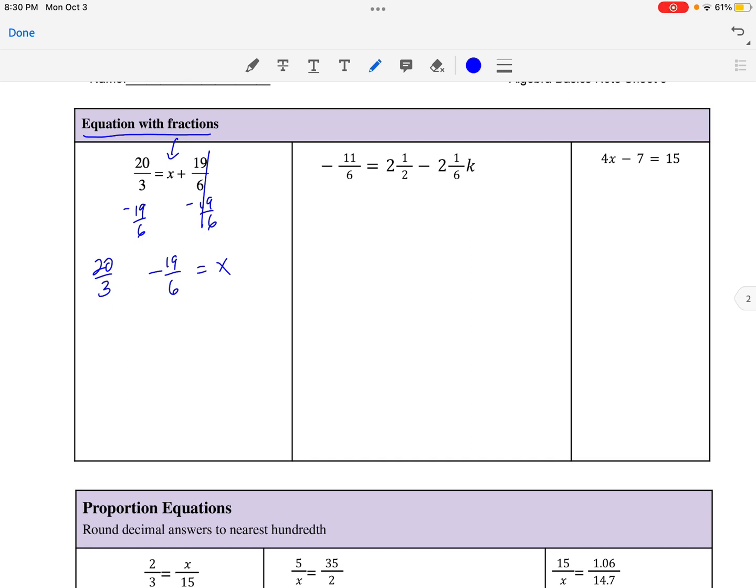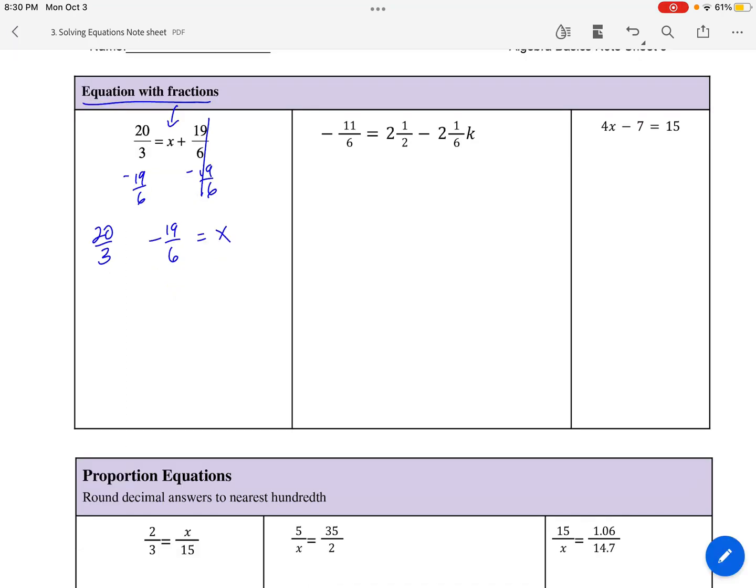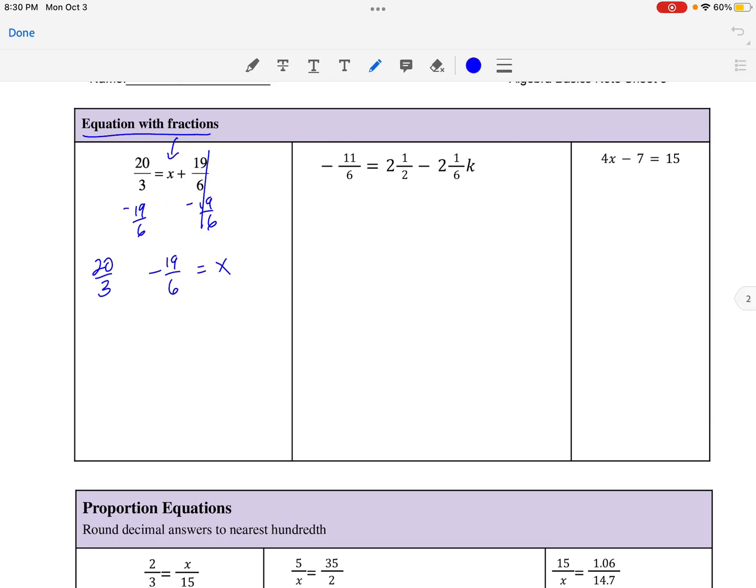Now we have to do 20/3 minus 19/6. Because it is a fraction, we're going to have to get a common denominator in order to subtract. So the lowest common denominator between 3 and 6 is actually 6. So this one is good. It's already over 6. This one we need to make it 6. So to get 3 to be 6, we have to multiply by 2.